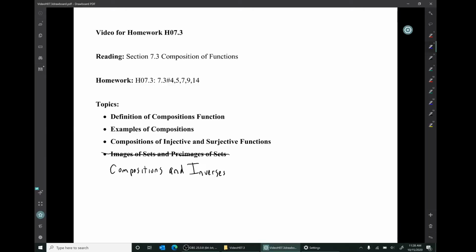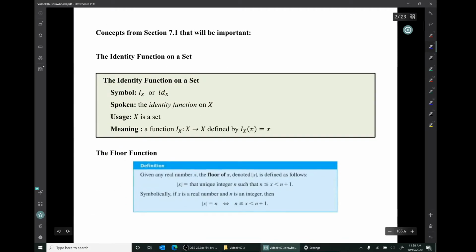This material is from section 7.3 of the book. The corresponding homework is this set of 5 exercises from section 7.3. We'll be using some concepts from earlier sections.